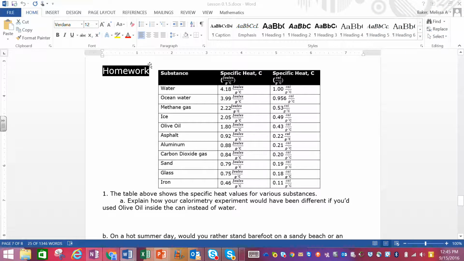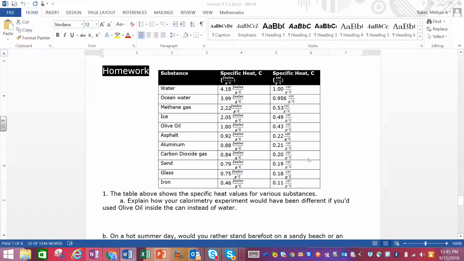So for water, it takes 4.1 joules to heat up 1 gram, 1 degree Celsius, which is the same thing as saying it takes 1 calorie to heat up 1 gram, 1 degree Celsius. It's just different units. So we can see ocean water requires a little bit less energy. Oh, I see. These are in order, actually, of requires the most energy down to iron, which requires the least amount of energy to change its temperature.